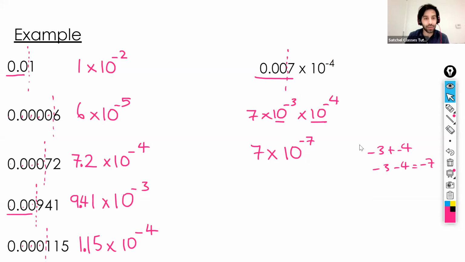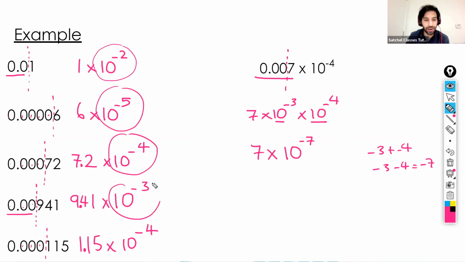So the key takeaways here: we write numbers in standard form if they are very, very large or very, very small. Now with small numbers, such as 0.01 or 0.00006, our powers are going to be negative. Whereas with the very, very large numbers, as in the case of the distance from the sun to the earth, the power is going to be positive.